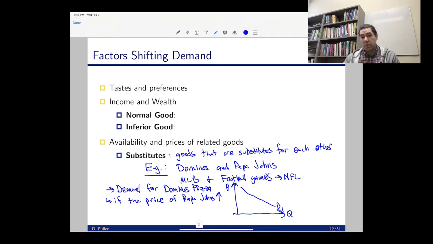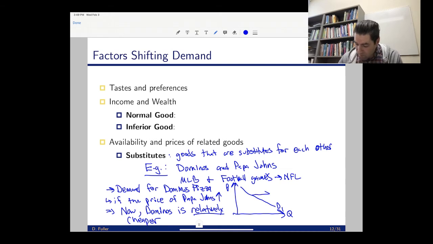Well, since they're substitutes, I'm going to tend to substitute into more of the cheaper good. So now Domino's is relatively cheaper. And so the increase in the price of Papa John's is going to shift demand for Domino's to the right. Papa John's price went up, that increases demand for the substitute good. And it's going to be vice versa.